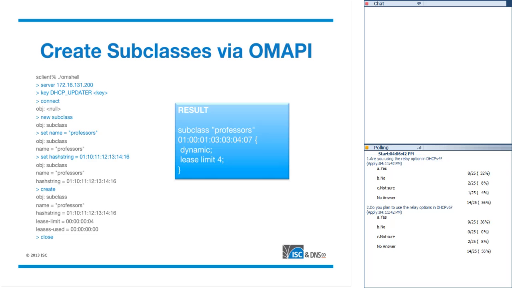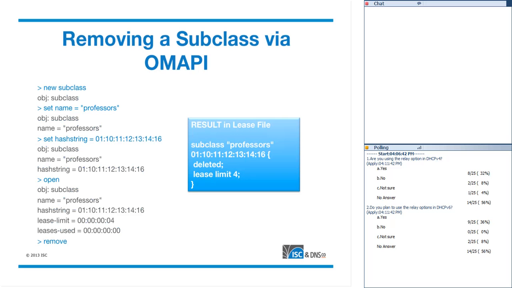Okay. And so this was on creating subclasses, and I believe you can also remove a subclass via OMAPI, correct? Yes. And we skipped the connecting because we're already there. So we, again, create a subclass and fill in the appropriate information. This has to match whatever we put in before, so professors and the hash string. And then when we do the open, that does the connection back to the DHCP server.